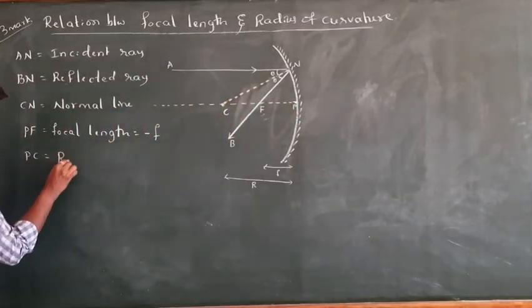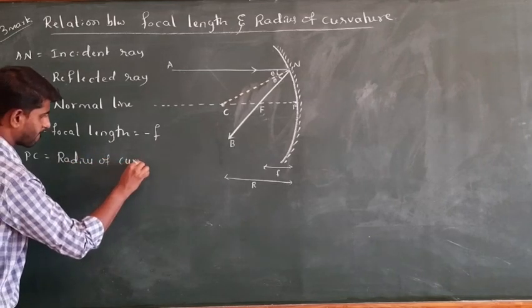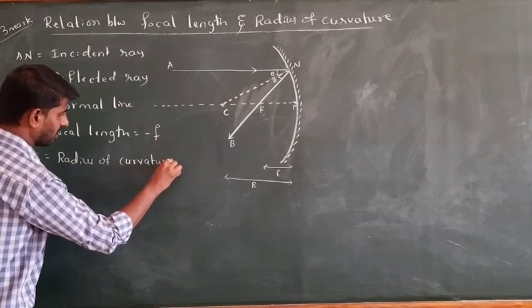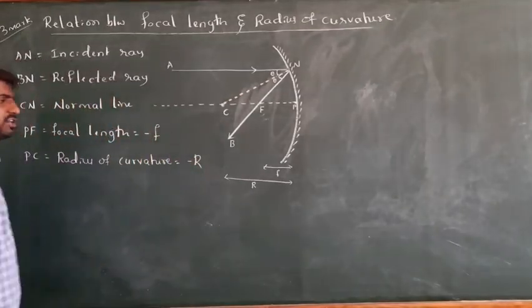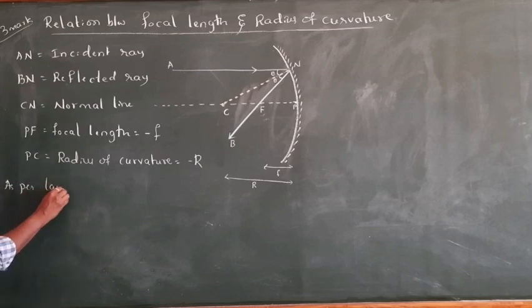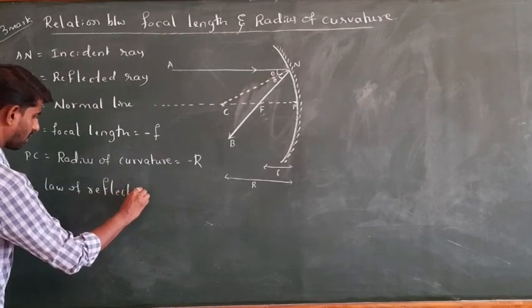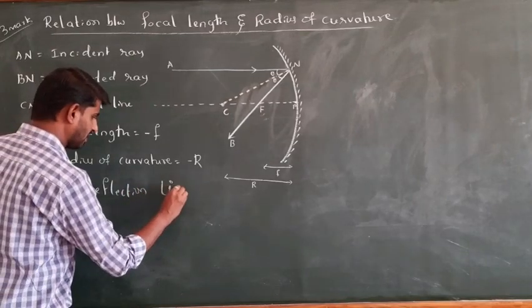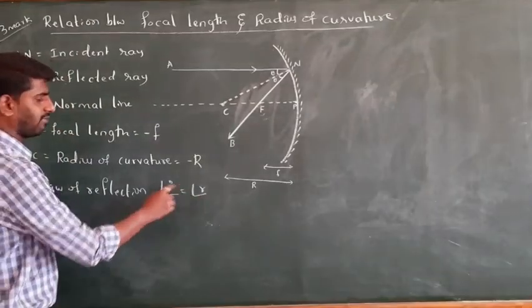And PC, the distance from P to C. So what do you call this one? This is radius of curvature. Its symbol is R. And this is also negative. Okay, this is sign convention. And as per the law of reflection, angle of incidence equals angle of reflection.